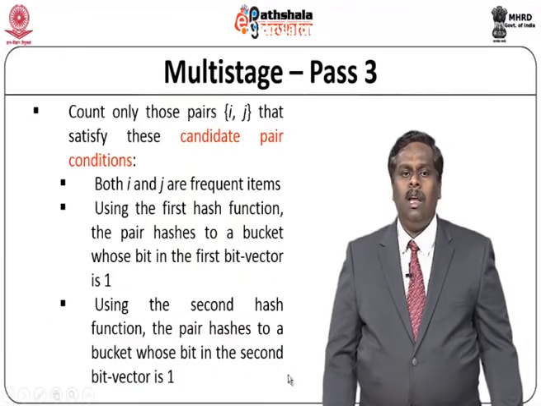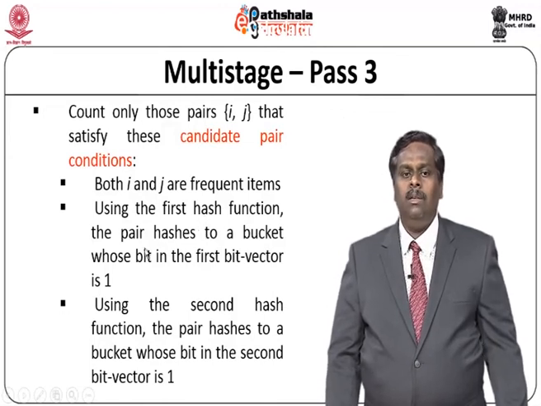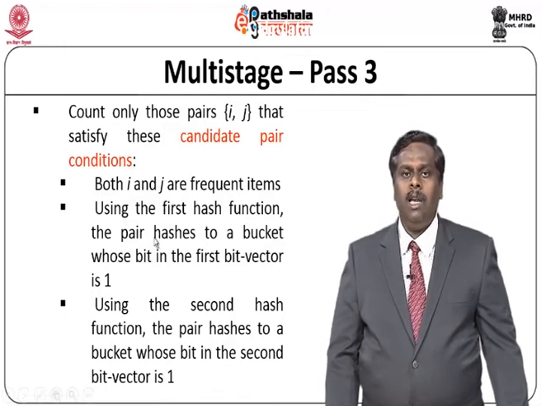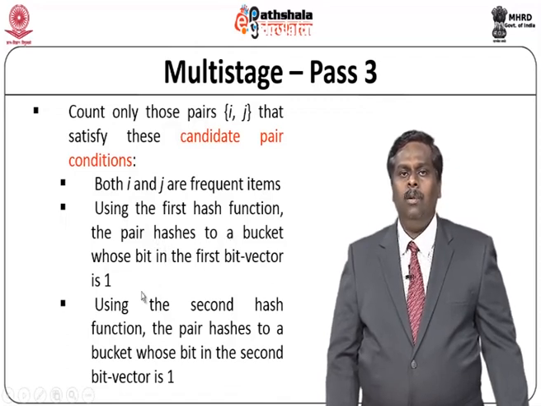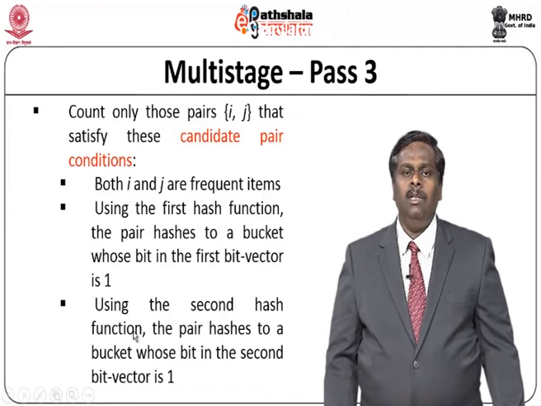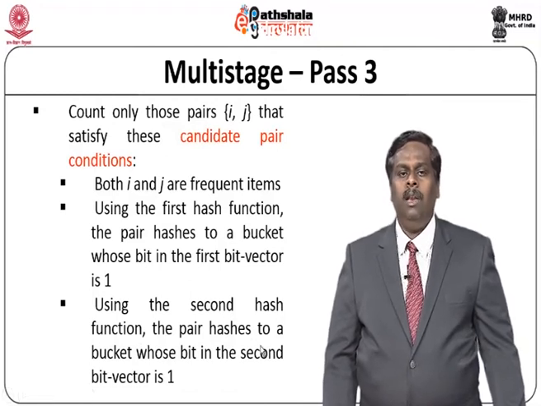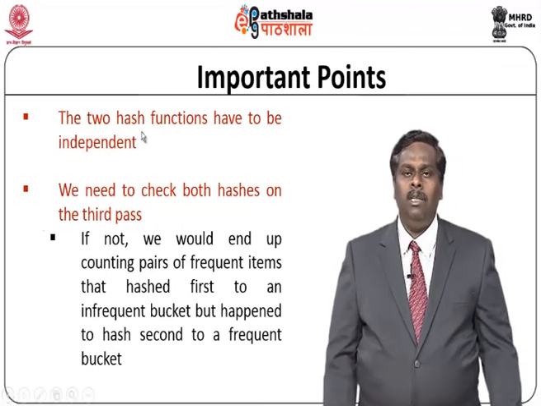During the multi-stage approach, as part of pass 3, as mentioned earlier, you have to consider 3 conditions. The first condition is that both items i and j must be frequent. Then, using the first hash function h1, the item pair must hash to a bucket whose bit is set to 1. In other words, it has to be hashed to a frequent bucket. Then, using the second hash function h2, the same item pair must be hashed to another bucket whose bit vector is set to 1. In other words, it must be hashed to a frequent bucket. Some important points to remember: you require 2 hash functions, and these 2 hash functions are going to be independent of each other.